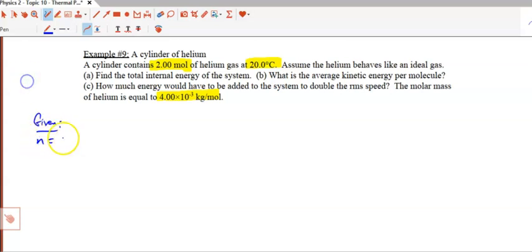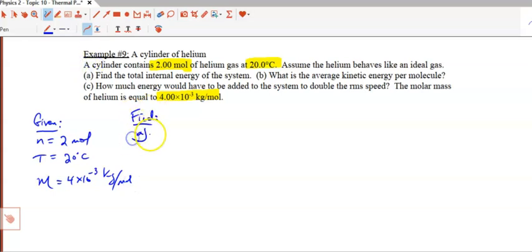So n for moles is 2. The temperature is 20 degrees Celsius. The molar mass is 4 times 10 to the power negative 3. In part A, we are asked to find the total internal energy of the gas, that's U. In part B, we're asked to find the average kinetic energy per molecule.